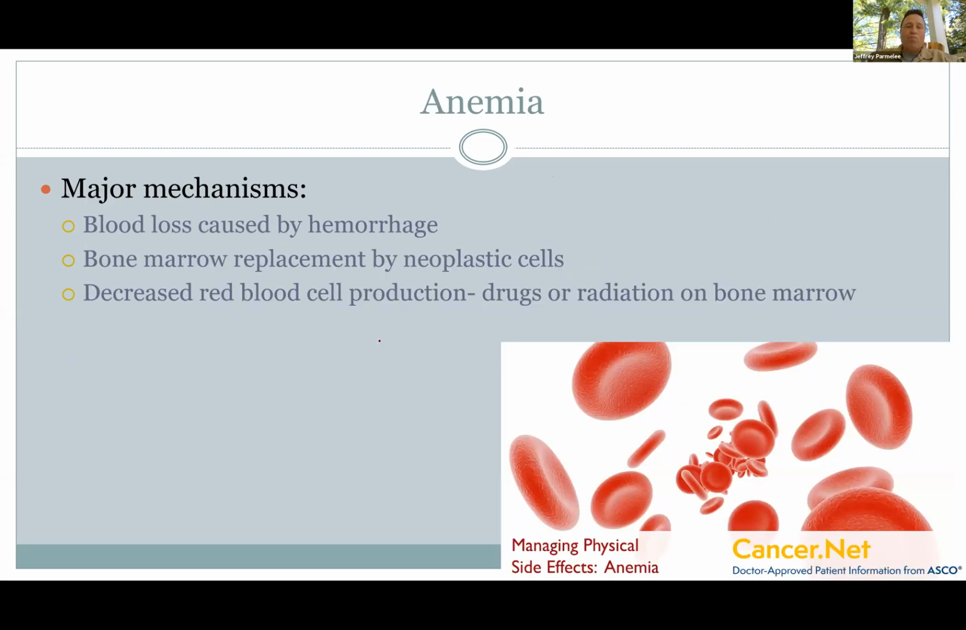Anemic, as I mentioned, because there's hemorrhaging, or because, if it's a bone marrow issue, that's where you produce your red blood cells, or your blood cells are being destroyed too quickly. All of that is going to cause anemia.